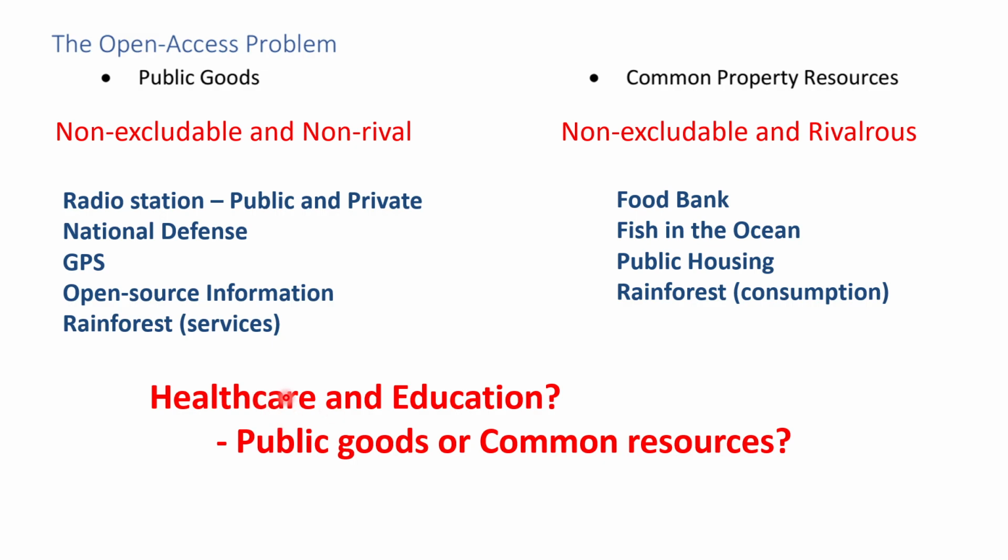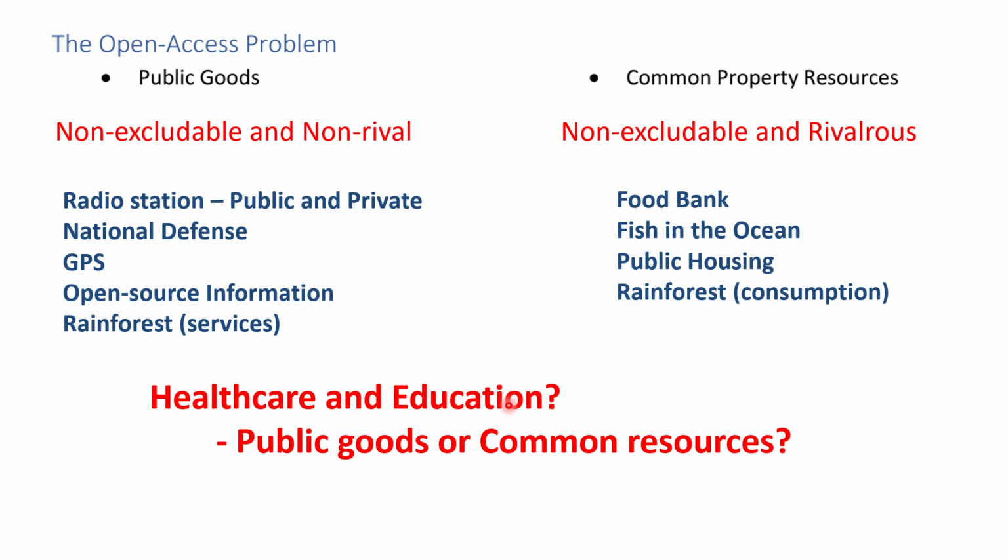Second, is it a public good or a common resource? Just ask yourself the question: is it rivalrous? If a doctor is seeing you at the moment, that doctor cannot see anybody else. Therefore, it is rivalrous. Therefore, it is a common resource. It can't be considered a public good.